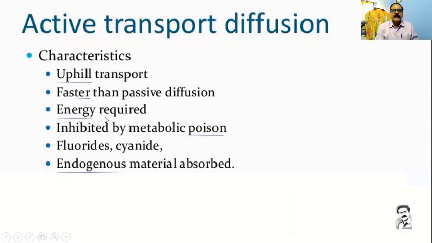Active transportation needs a lot of energy and is inhibited by metabolic poisons. If any metabolic poison is there, they will be inhibited, like fluorides and cyanides. If they are available, automatically they will be inhibited. And endogenous material is absorbed. This internal material automatically gets absorbed and taken inside.